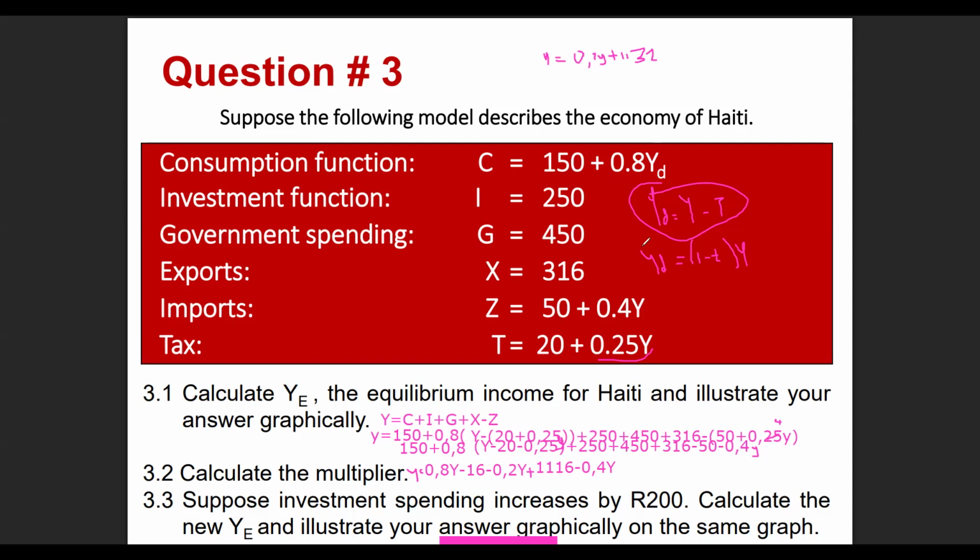Wait, 1032, what happened? Okay, so we said here 0.8 times negative 20 got minus 16. And then we said 1 minus 0.2, getting 0.8. 1132 divided by 0.8.